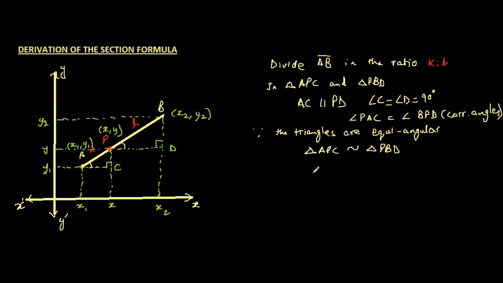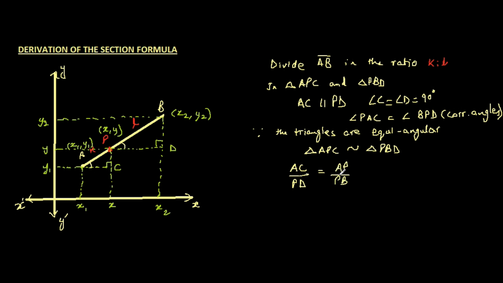Which means if we look at the corresponding sides here, AC should be equal to PD, because they are corresponding sides, they are the base in both the triangles. And if we talk about the hypotenuse in both the triangles, that should be equal to AP over PB.